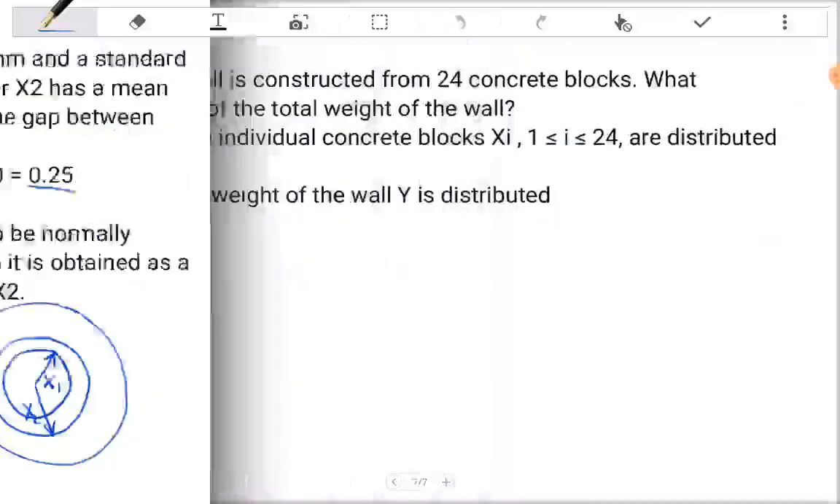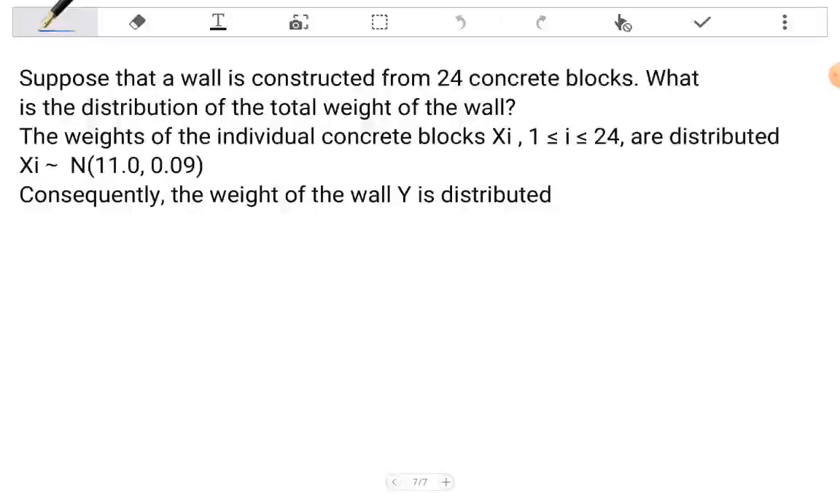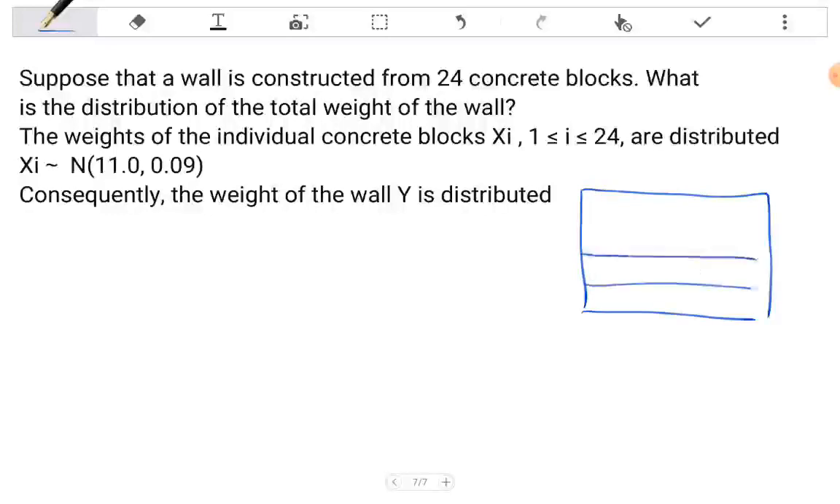Let's move on to one more example. Suppose that a wall is constructed from 24 concrete blocks. Remember, we had an example about concrete blocks. And the question: what is the distribution of the total weight of the wall? So we have some 24 concrete blocks, maybe 6 by 4 or whatever, some concrete blocks like this. Okay, and we know about each concrete block, we already looked at this example, each concrete block is denoted by xi, and they are normally distributed with mean 11 and variance 0.09. So what is the weight of the wall y?